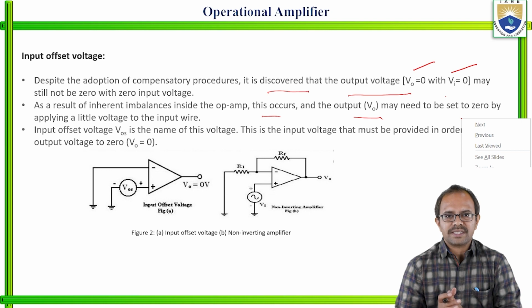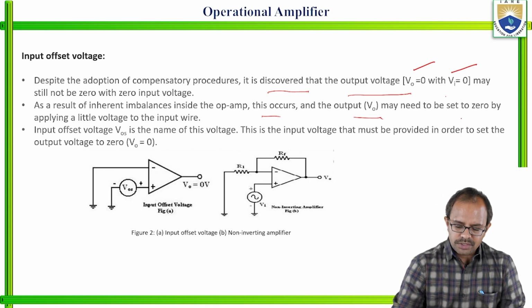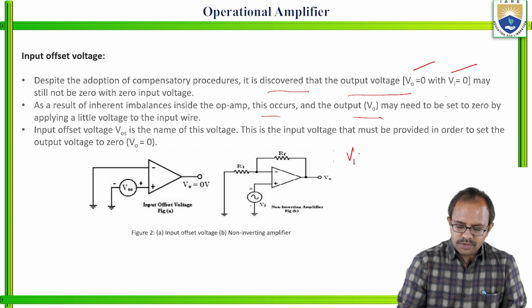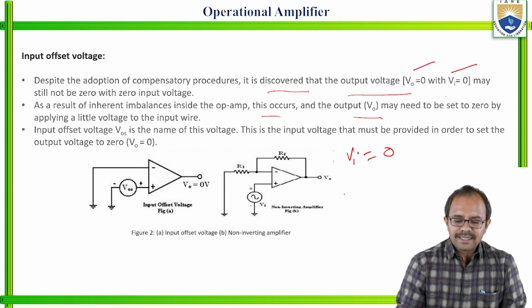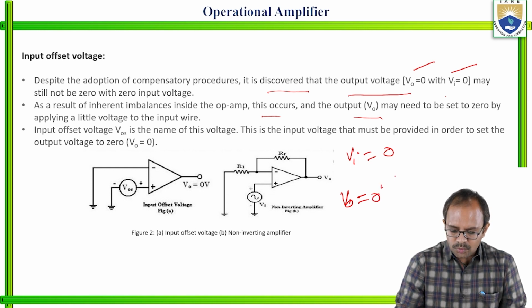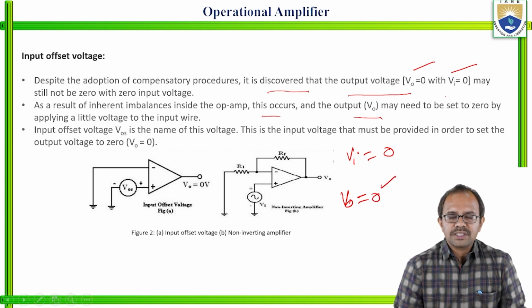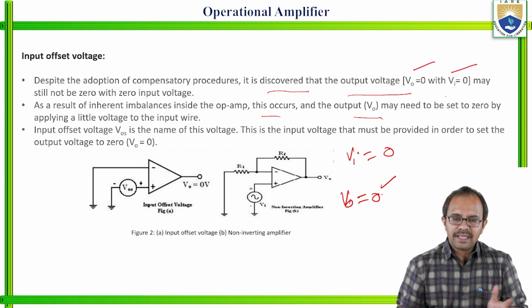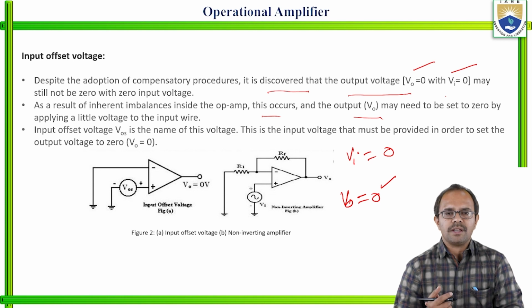How do we test the circuit? Make VA equal to 0 and get the value of V0 also 0. If this is true, then everything is fine. Generally, this will not be true because of the internal imbalance within the operational amplifier.